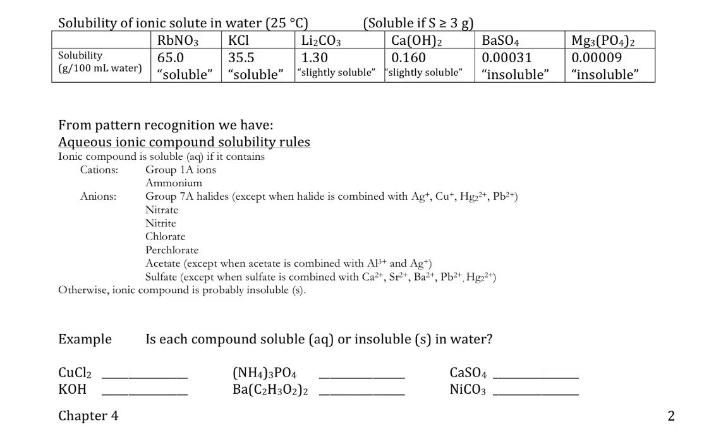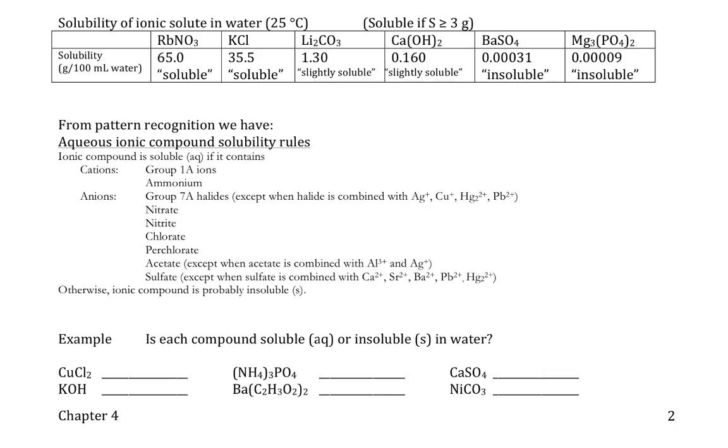If not one of those cations, well, then we would go to the next list for the anion part of the compound and see if we can determine anything from the anion. So it is soluble if it contains a group 7A halide ion. So that includes the fluorine, chlorine, bromine, iodine group, except when the halide ion is combined with Ag+, Cu+, Hg2 2+, or Pb 2+.